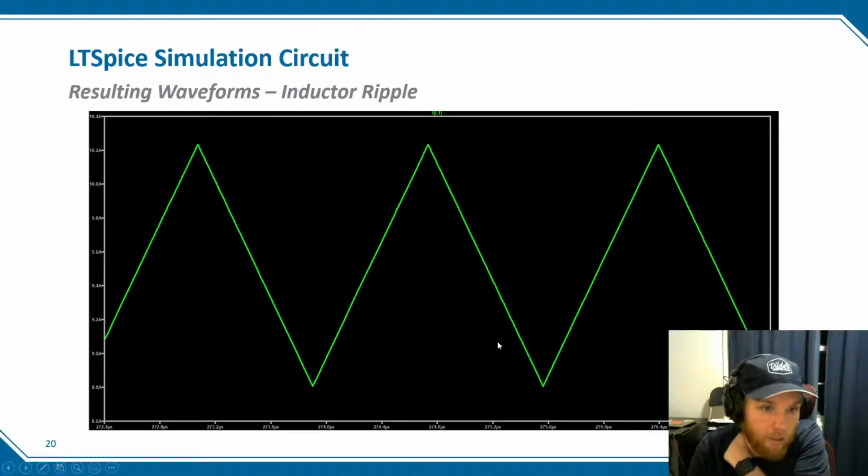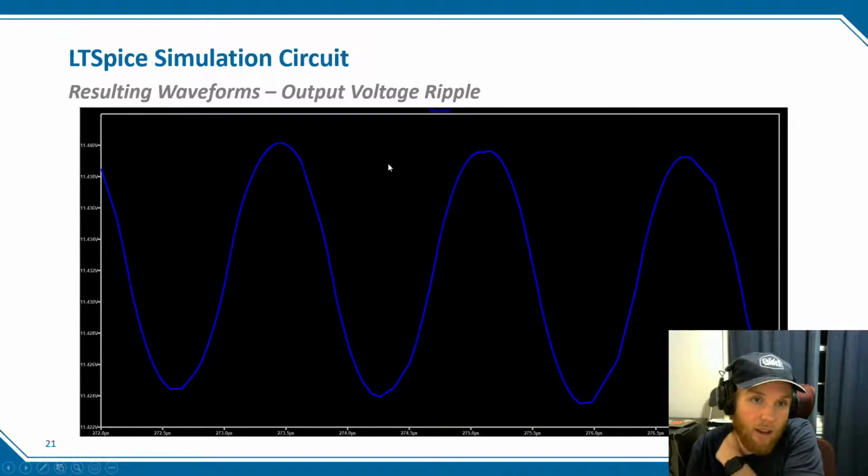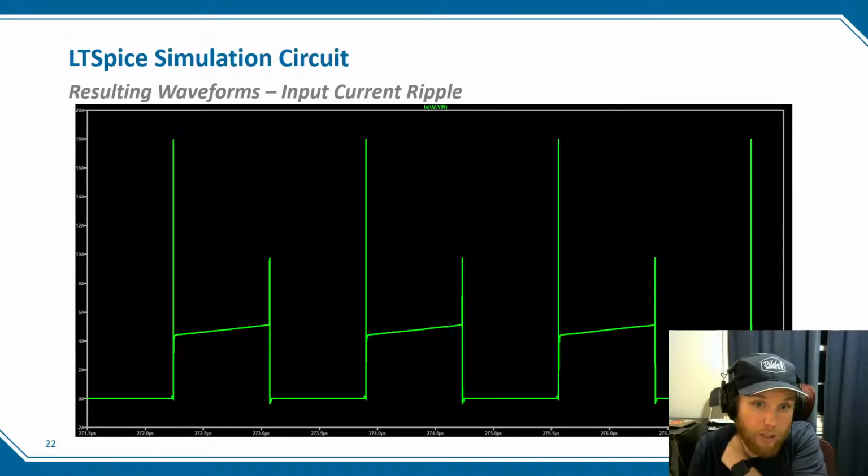And so here's the inductor ripple. You can see it's 1.5 amps, so it's just a little bit higher than the 1.25 amps. Here's the output ripple voltage. It looks big, but it's literally 17 millivolts. It's super, super tiny. That's the output ripple voltage.